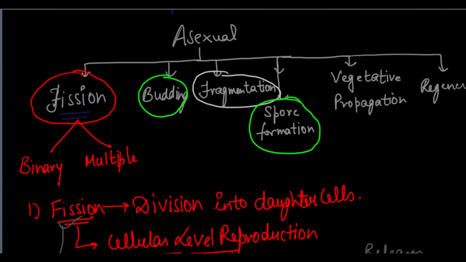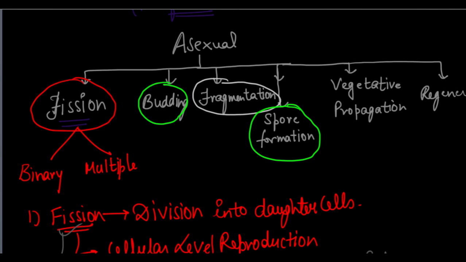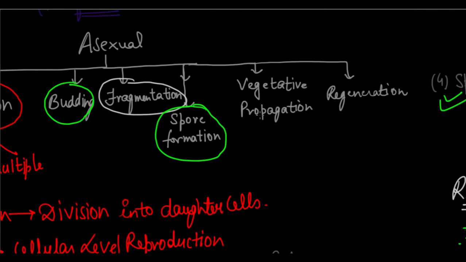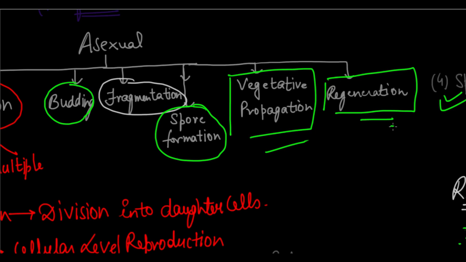It's very easy. Now we are left with two other methods of asexual reproduction: vegetative propagation and regeneration. In the next video, we will be discussing these two: vegetative propagation, which is slightly long, and regeneration, which is really short. So we'll discuss these two in the next video.